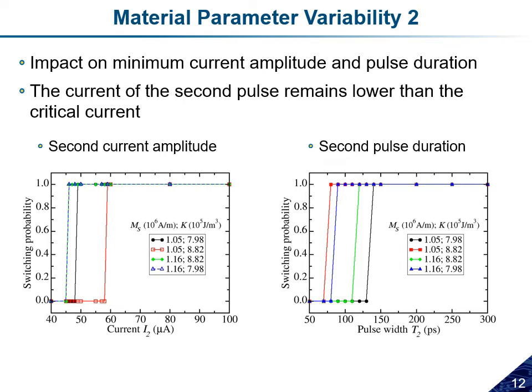It is important to note, though, that this current is still quite low and lower than the critical current for these cells, which is about 120 microamps. So this is an important aspect, as I will discuss in the next slide.